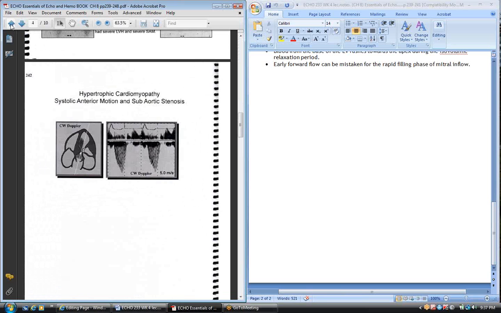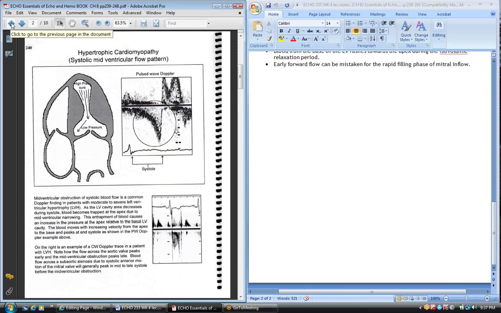Let's go over here and take a look at these pages from the book. Mid-systolic flow pattern, as we discussed. You see the low pressure that's in the LV basal septum, and you see the high pressure in the apex. And when you try to take that continuous wave signal, you get this very, very late peaking dagger shape.